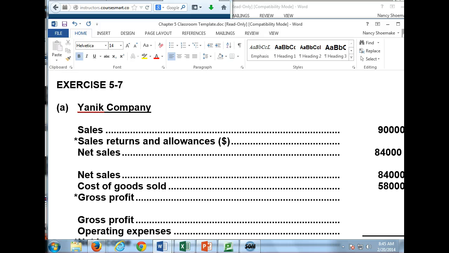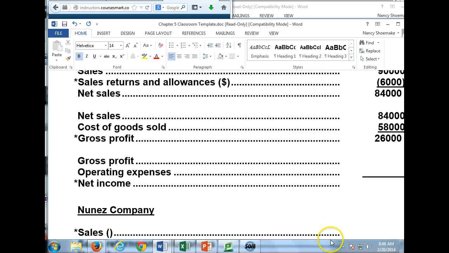So we know that our gross profit is going to be net sales minus cost of goods sold, which is what? 26,000. Guys, can't we figure out our sales returns and allowances? If our sales are 90 and our net sales are 84, what are our sales returns and allowances? 6,000? You see how we can use the fill-ins if we understand how the numbers fit into the big picture, how we can take that and go with it?